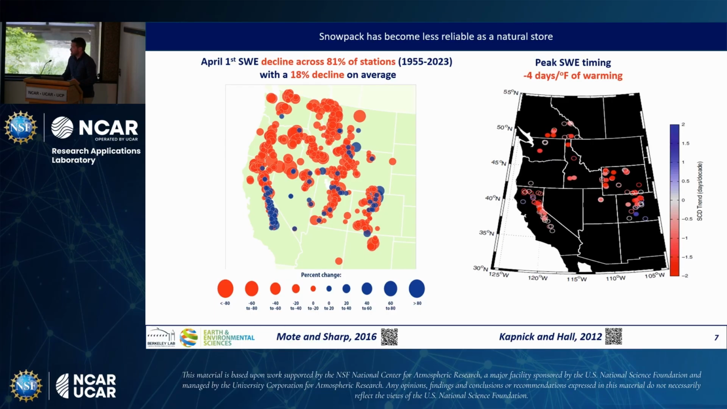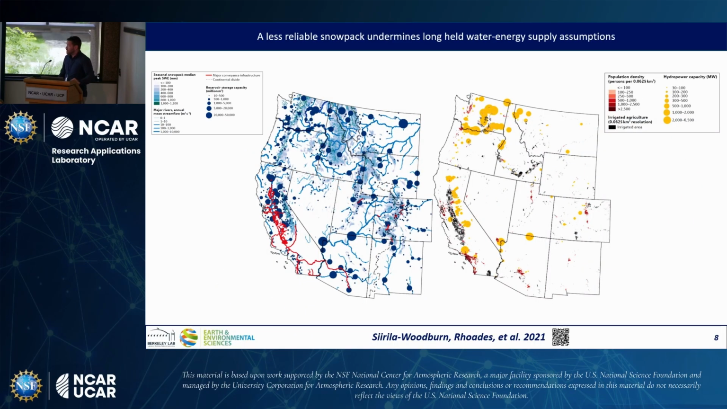Another thing that's happening is that for every degree Fahrenheit of warming, that assumption of April 1st being the peak timing of SWE is being eroded, because warming is moving the peak timing earlier and earlier in the water year. For every degree Fahrenheit of warming, on average across the West, we've seen a negative 4 days movement in that peak SWE timing.